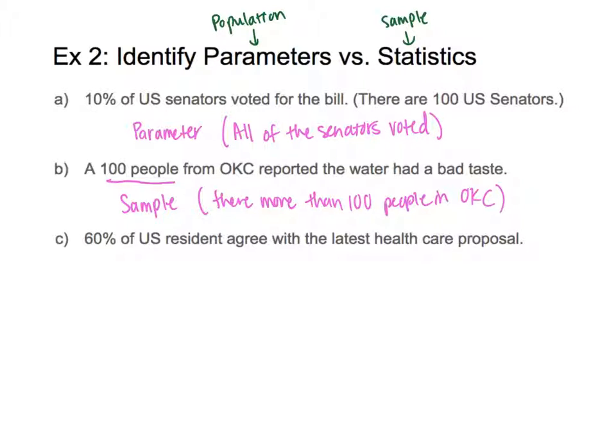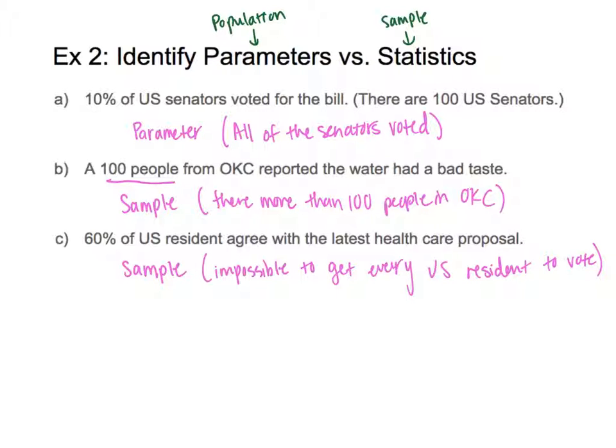So in this case here, this is probably just a sample of U.S. citizens, because in this case, it's impossible to get every U.S. resident, let me respell that, resident, to vote. So a lot of the times you have to use a bit of common sense, and we are making an assumption that not every person in the U.S. was able to go out and vote, just because it's very unlikely that that would have been true.